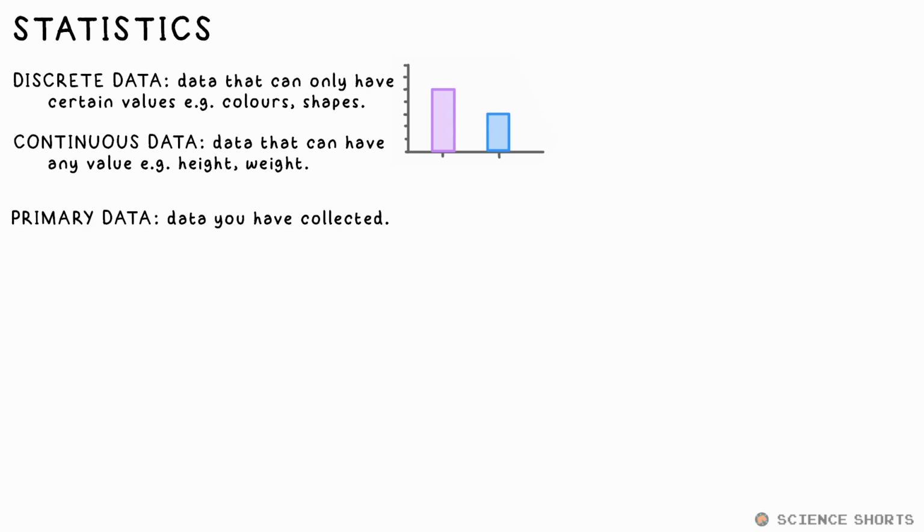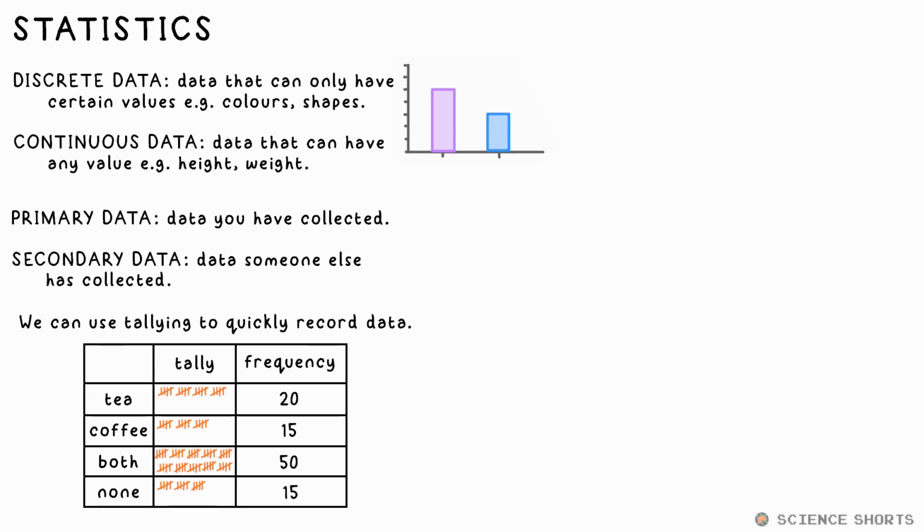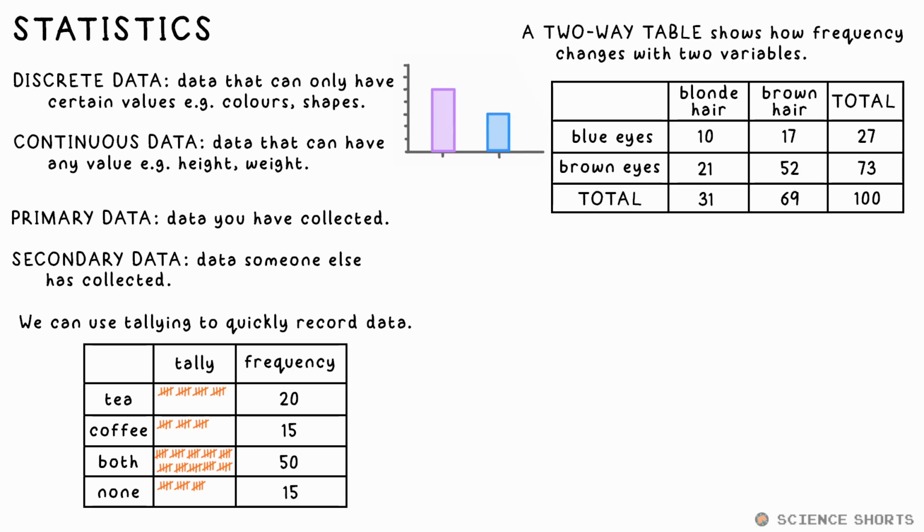Primary data is data that's been collected directly from the source. For example, you going out and asking people if they like tea or coffee. If someone else found the data instead, and you took that data to analyze, this is now secondary data. We draw a table with the values in the first column, then tally, which is a quick way of counting. Then after we've done that, we turn that into an actual number for the frequency at the end. We can use two-way tables if we have 2 variables, like hair color and eye color.